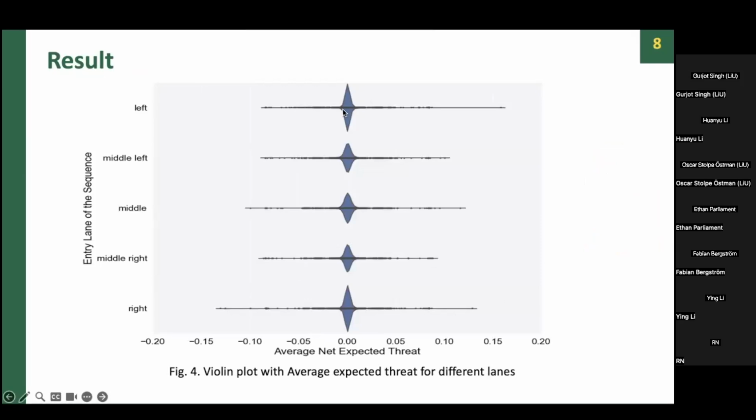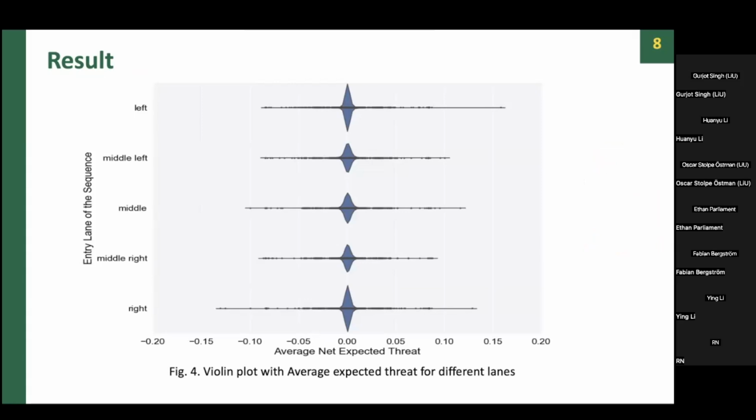Okay, the y-axis shows the number of sequences in that particular lane. So we can see the left and right lanes have the maximum number of sequences for the zone entry. Those peaks show the number of sequences which are crossing from the left lane or the right lane.